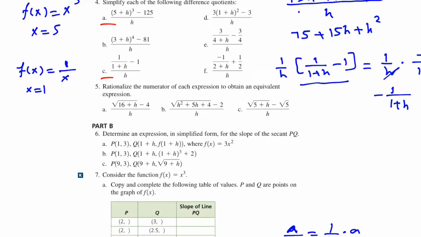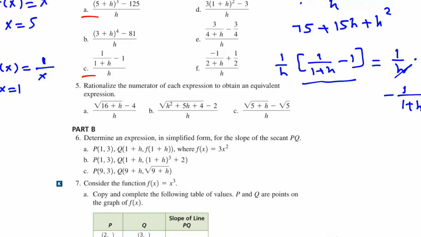Question number 5. Rationalize the numerator of each expression to obtain an equivalent expression. For each of them, we multiply the fraction by the conjugate of the numerator and divide by the same thing. We use the difference of squares and simplify it.